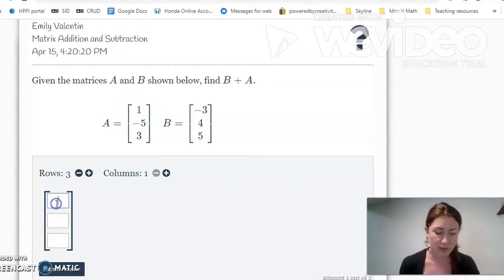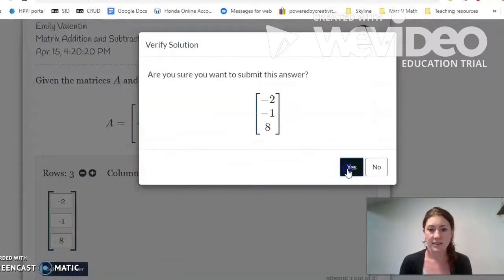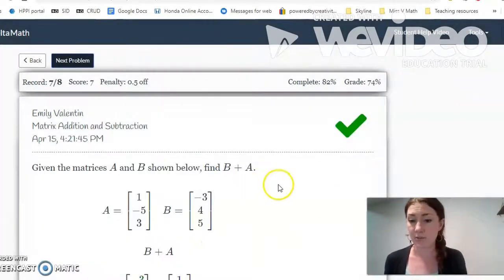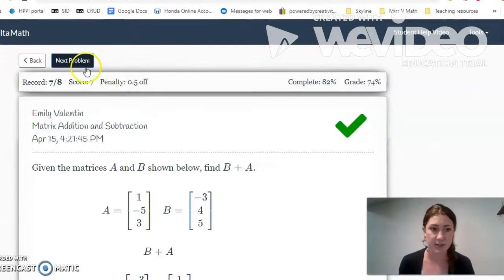I'm doing 1 and adding -3, which gives me -2. Okay, and then in the middle row there I'm doing -5 plus 4. Combining those I get -1. Okay, and last row, 3 plus 5 is 8. So nice and easy. Probably the part that maybe we didn't know was that we need to update the size of the matrix. That is pretty important.